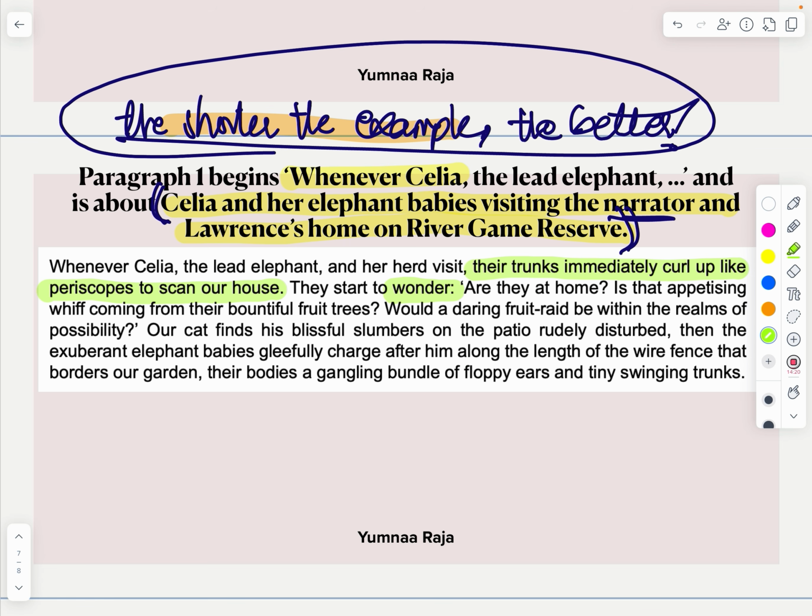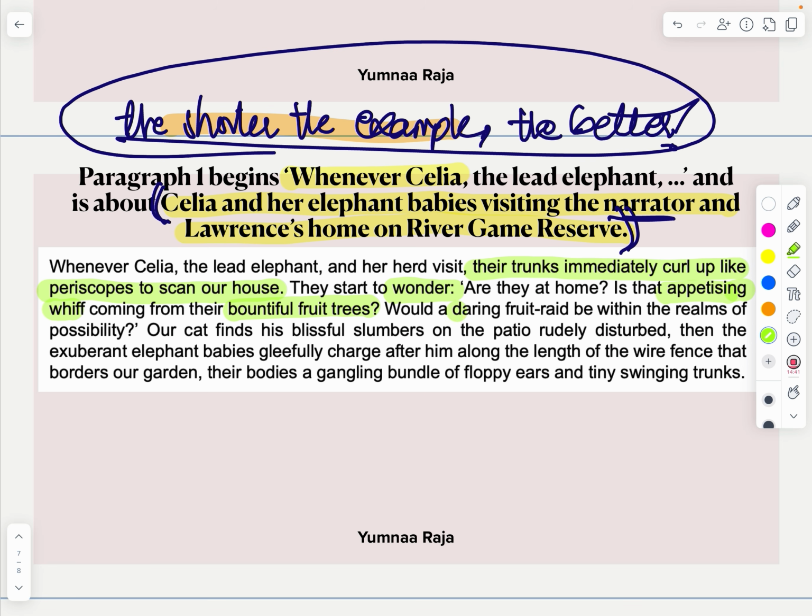Let's move forward and see what other examples I can have. "Are they at home? Is that appetizing whiff coming from their bountiful fruit trees?" So "appetizing whiff" can be an example. "Bountiful fruit trees" can be an example. "Would a daring fruit raid be within the realms of the possibility?"